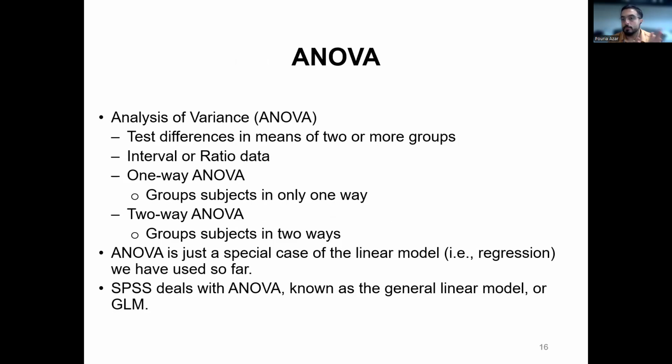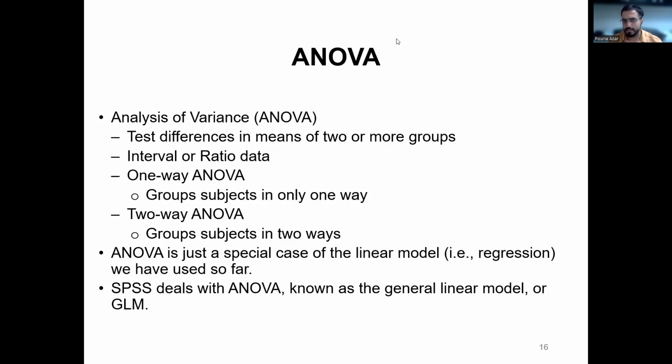As I said, ANOVA is the analysis of variance. ANOVA is a broad term, and there are different types of statistics falling under ANOVA. We have one-way ANOVA, two-way ANOVA, three-way ANOVA, and so on. We have ANCOVA, we have MANOVA. There are different types of ANOVA procedures, but in this module, we will just focus on one-way ANOVA.